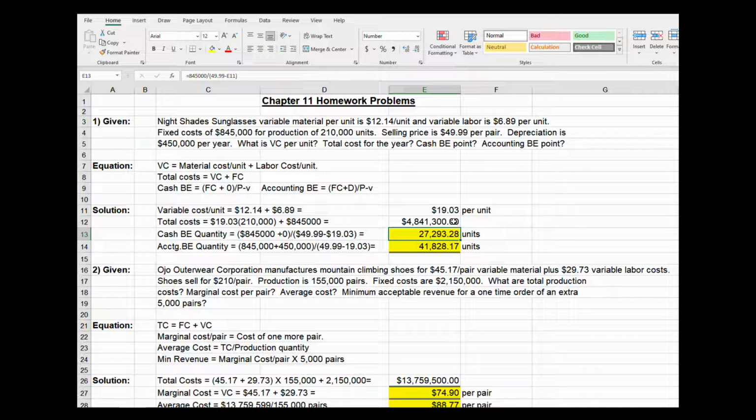For cash break-even quantity, it's fixed cost plus OCF, which is 0 at the cash break-even point, over contribution margin, or $49.99 minus the $19.03 that we calculated for variable cost, and I get 27,293 units. And for accounting break-even, we have fixed cost plus D over P minus V, fixed cost plus depreciation over contribution margin, and I get an answer of 41,828.17 units. And there are your answers to problem number 1.